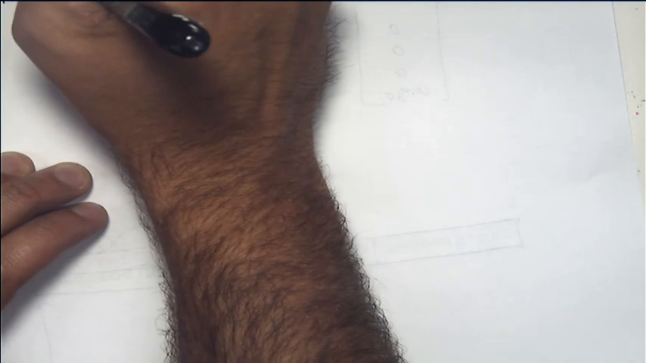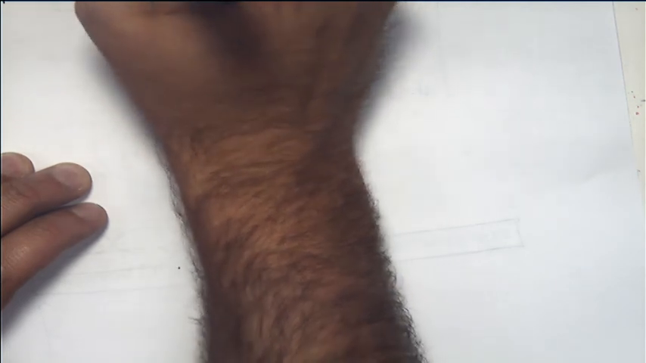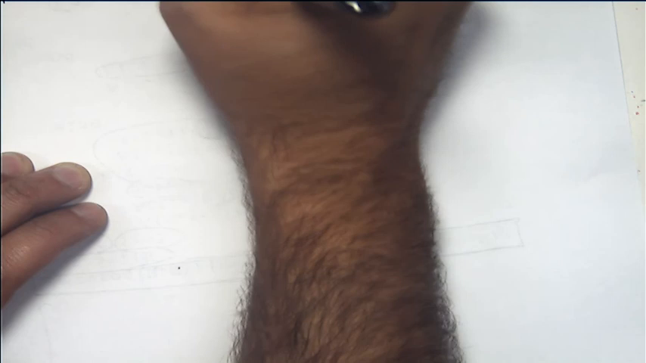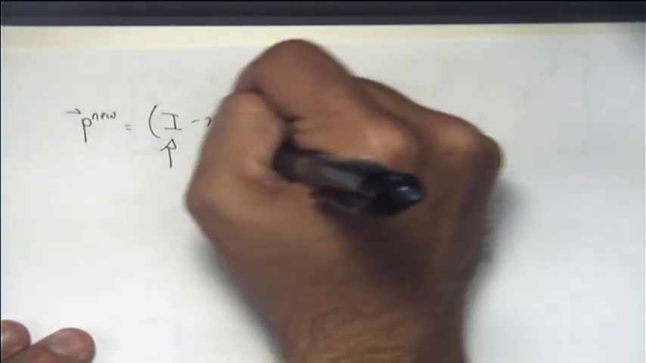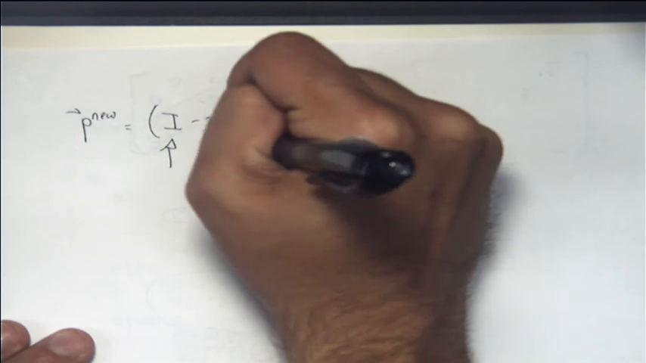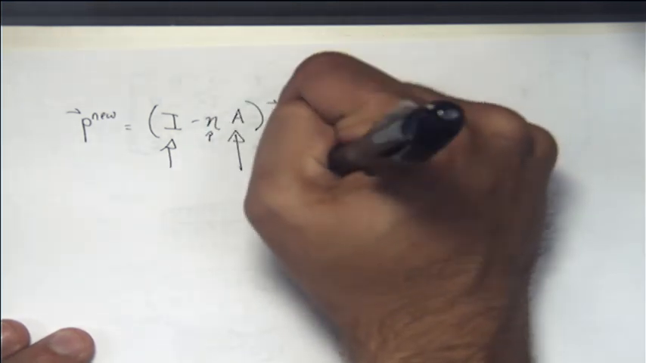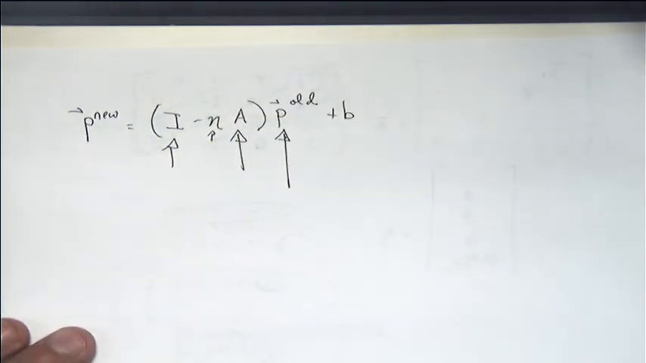What we basically want to do is solve P new. It's still the explicit method. I minus eta A times P old plus B. That's what we want to solve right there. And of course, in step 3, we calculated I. We already know what eta is. We calculated our A matrix. We should know what our pressure at the last time step was, or we at least know what our initial pressure was. And we calculated B.